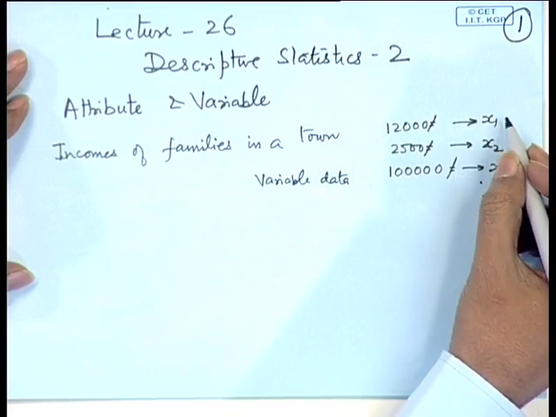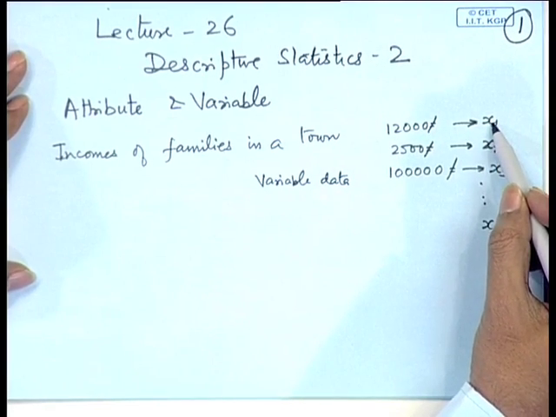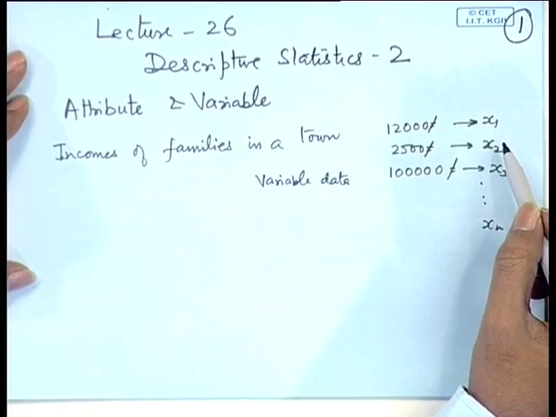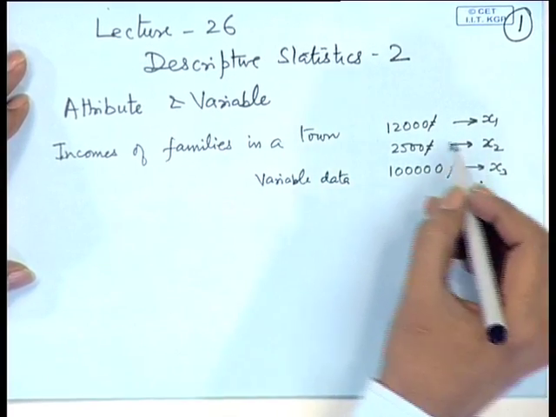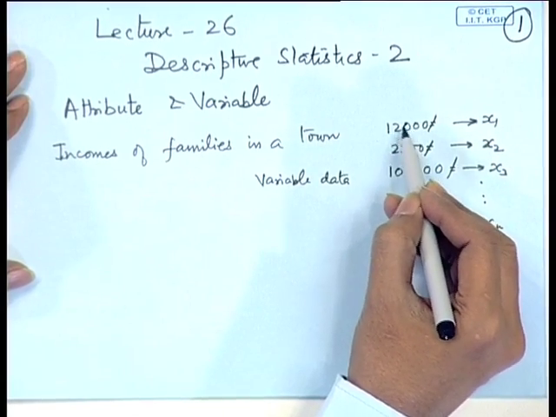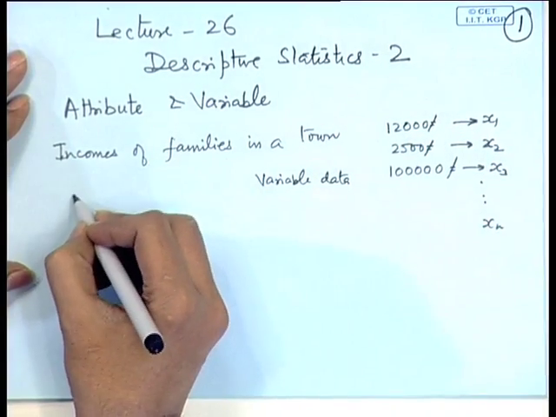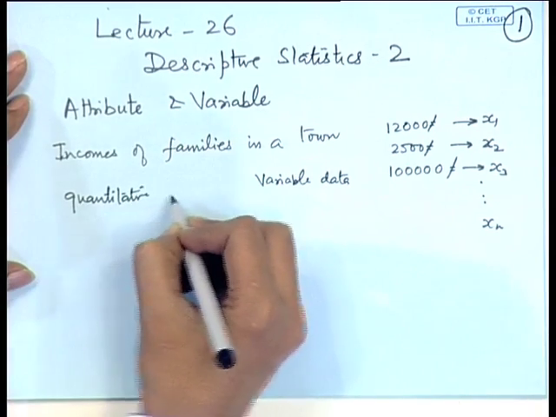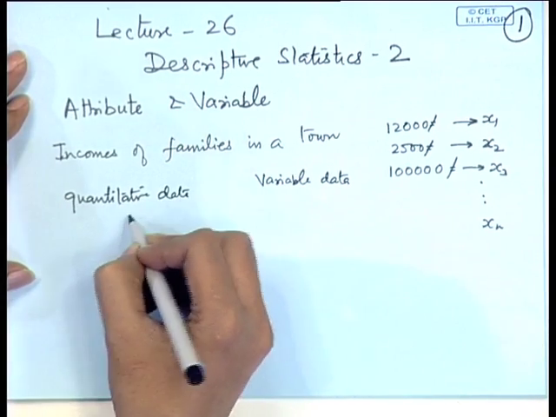So, we can give a nomenclature here like 12,000 we can write as x 1 value, 2,500 we can write as x 2 value, 1 lakh we can write as x 3 value, and so on. So, the data is recorded in the form of variables x 1, x 2, x 3, x n. These are called quantitative variables, because corresponding to each variable we are having a numerical value associated with this. So, this is termed as quantitative data or quantitative variables.